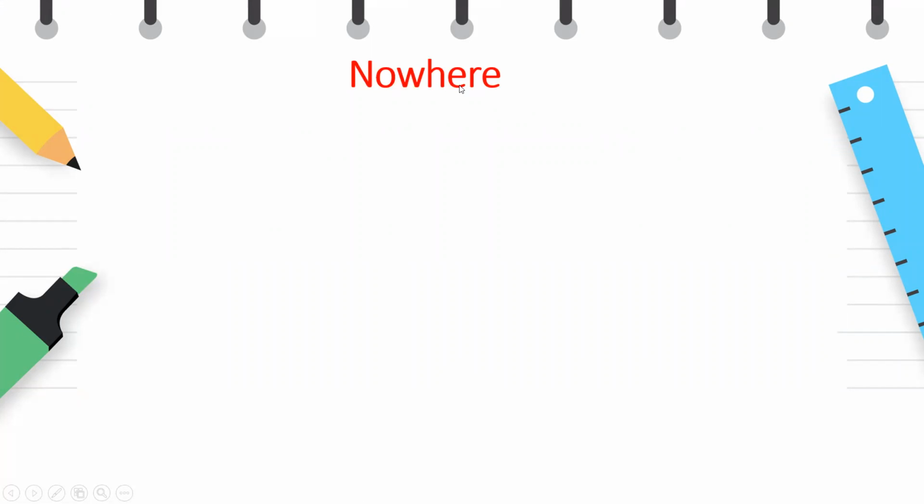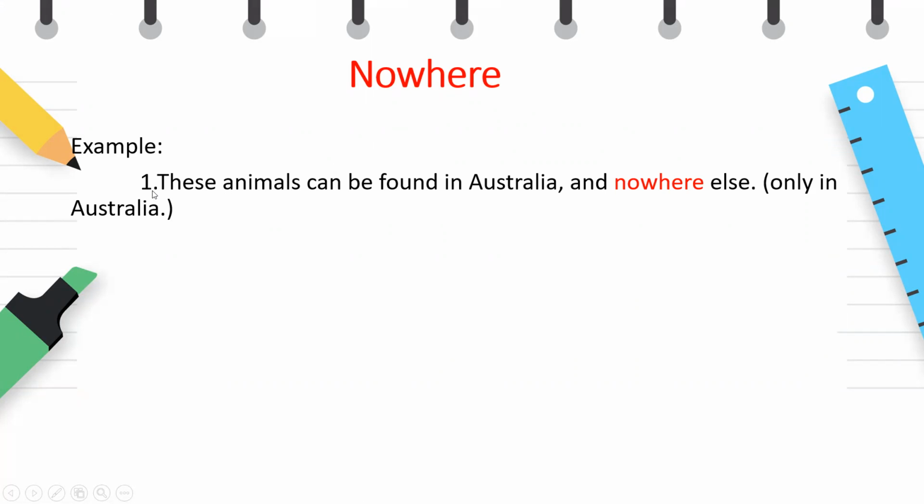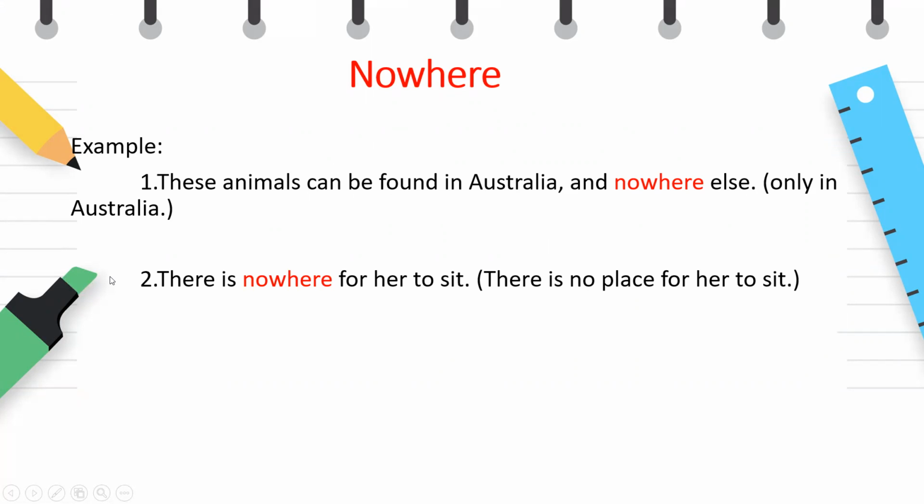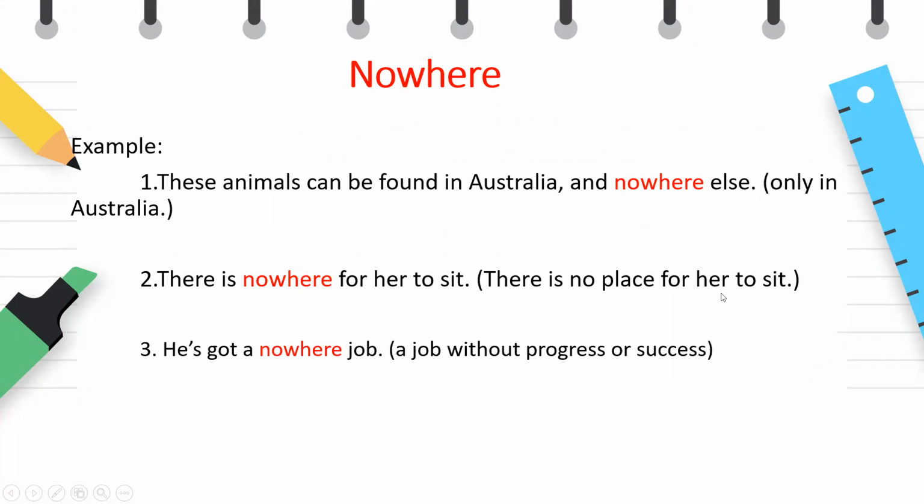Let's start with nowhere. Let's look at the examples first. Number 1. These animals can be found in Australia and nowhere else, which means only in Australia. Number 2. There is nowhere for her to sit, which means there is no place for her to sit. And number 3, he's got a nowhere job, which means a job without progress or success. In this case, nowhere is used as an adjective to describe the type of job.